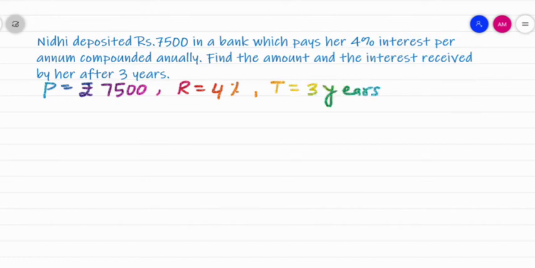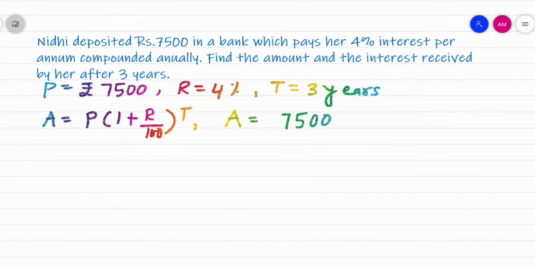What is the formula here? Formula is amount is equal to P into 1 plus R by 100 to the power T. So how can you calculate amount here? Amount will be equal to your principal amount 7,500 into 1 plus your R is 4 by 100 to the power T. T is 3. See here children, 4% per annum compounded annually. Therefore we need not change anything here.